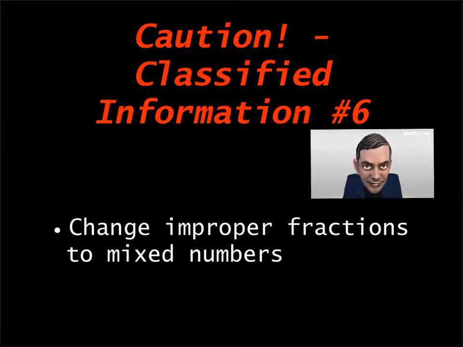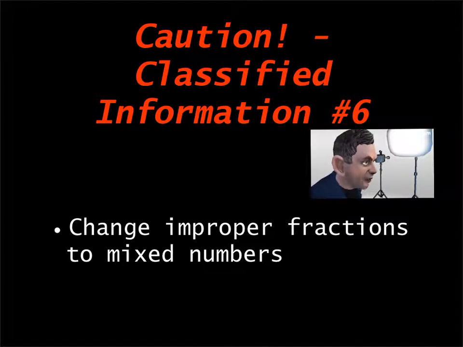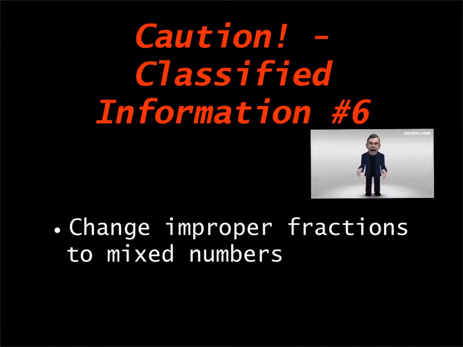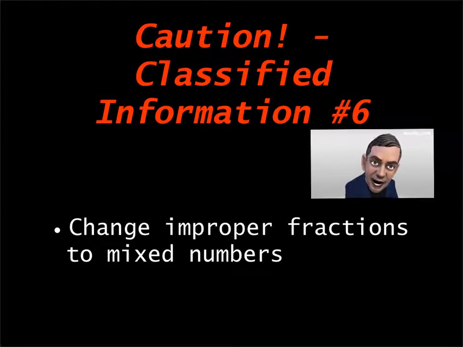Okay, agents, time for classified information number 6. You must change improper fractions to mixed numbers. It is okay to leave your answer as a simplified improper fraction unless it doesn't make sense for the problem. For example, if you were doing a word problem and it's a recipe or something like that, your answer should be a mixed number because that would make more sense.